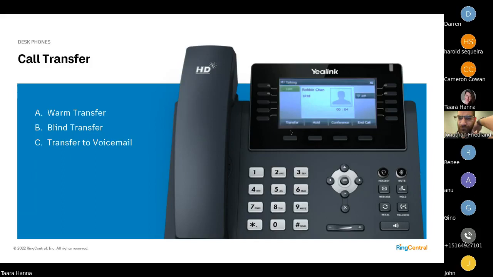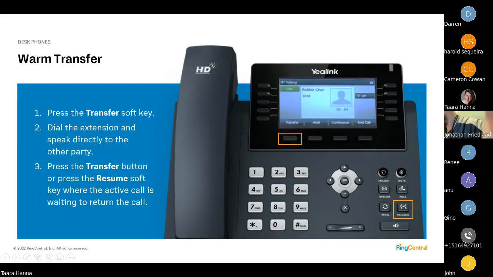The blind transfer, also known as a cold or direct transfer, does not let you talk to that person. In fact, they don't even know you've transferred the call. They just get an incoming call with the person you transferred's caller ID. So that's great when you don't need to share information. You will also have the ability to transfer directly to a colleague's voicemail. So if you know that Darren is busy and in a meeting, you can transfer directly to Darren's voicemail, bypassing that ringing.